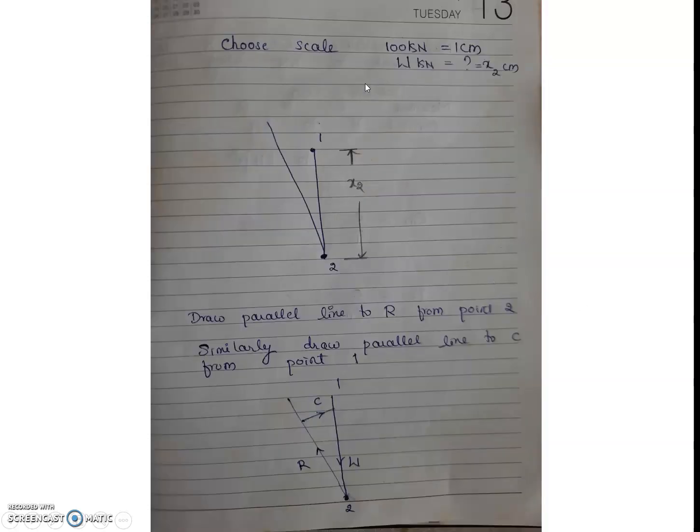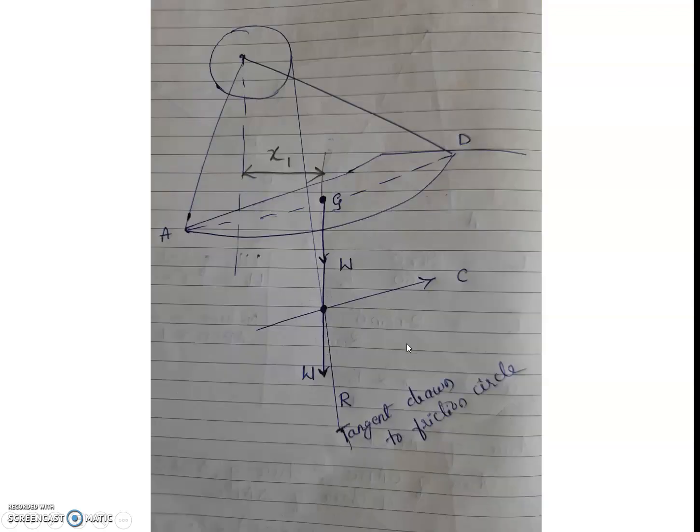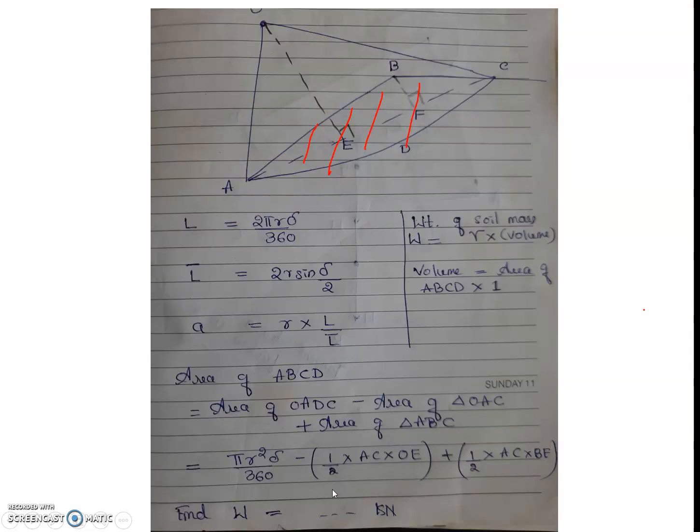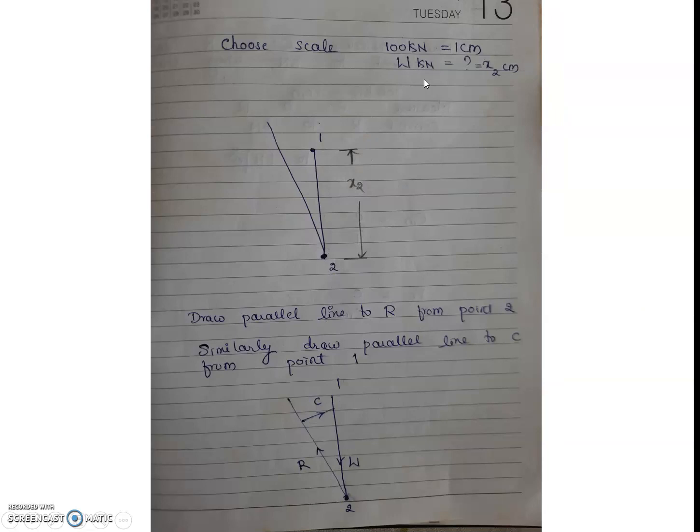After that, we will choose a scale. This is one more scale which we will have to choose, that is 100 kilonewton equal to 1 centimeter, or you can choose 200, 300, 500 and so on as per our convenience. So here the scale chosen is 100 kilonewton equal to 1 centimeter. And now we will convert the weight which we have calculated from the previous equation into centimeter. So let us say we have got W equal to 1000 kilonewton. We will have to convert that into centimeter. So 1000 kilonewton divided by 100 will give us the value in centimeter. So that will be the distance x2.